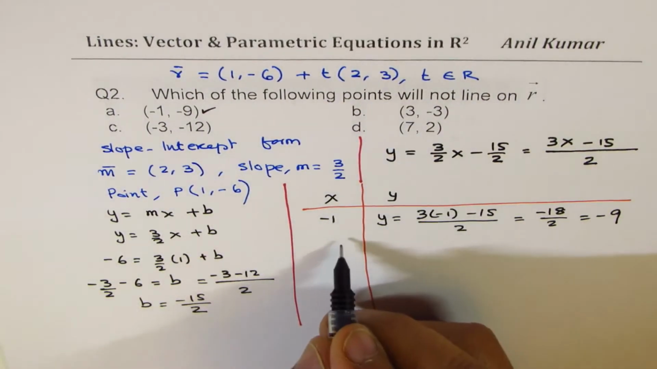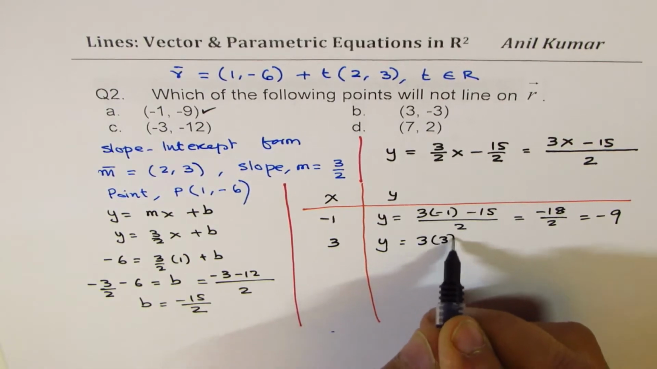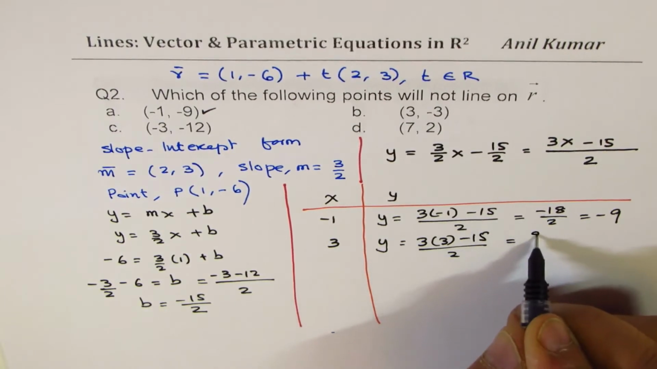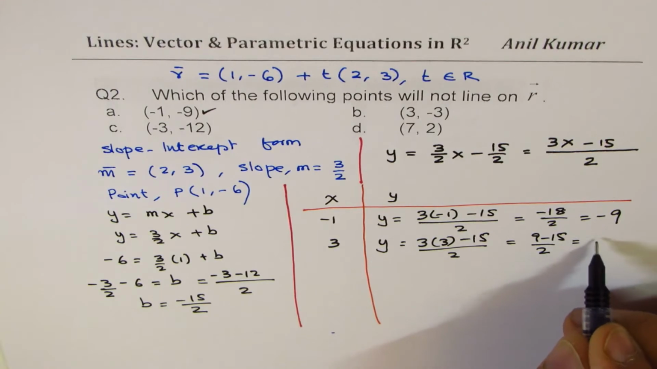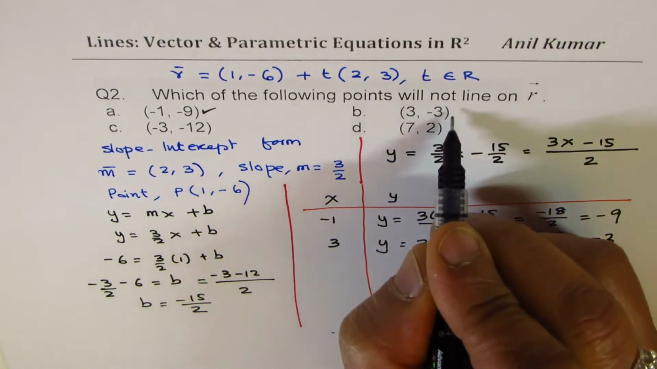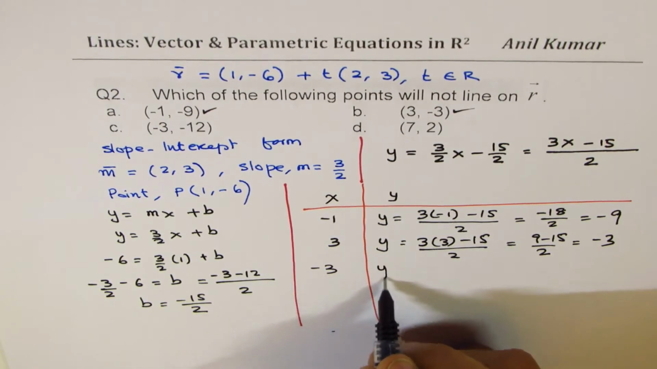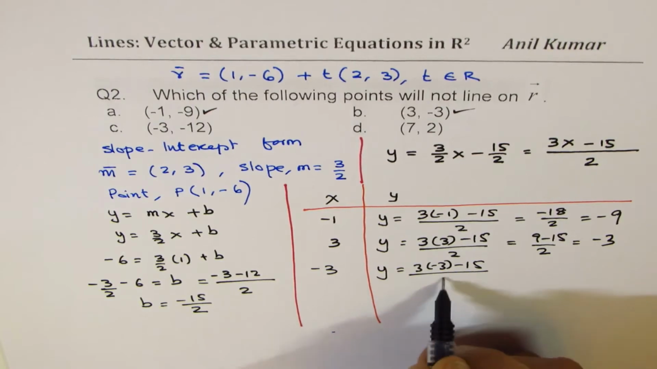So let's put 3 now. If I write 3 here, y equals 3 times 3 minus 15 over 2, which is 9 minus 15 over 2, which equals minus 3. So this is also correct. Now let's try this, which is minus 3. So we get y equals 3 times minus 3 minus 15 over 2.